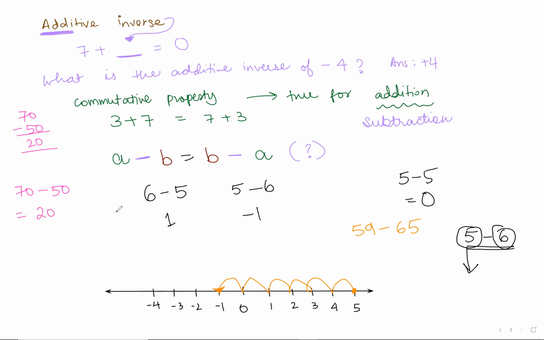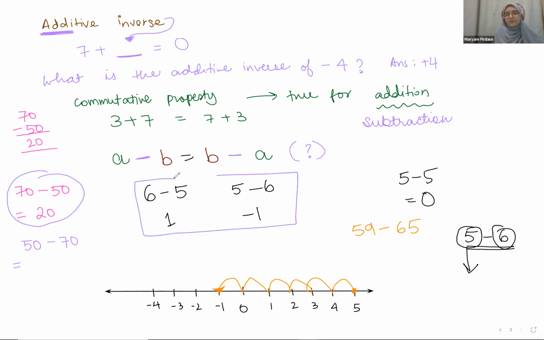Now what if I ask you just the reverse of this? 50 minus 70. Can you just give me a rough idea, taking a look at this? Can you tell me what it can be? Compare it with what we have done over here. -20. Very good, excellent. You are so smart, mashallah. So are you seeing a pattern here?